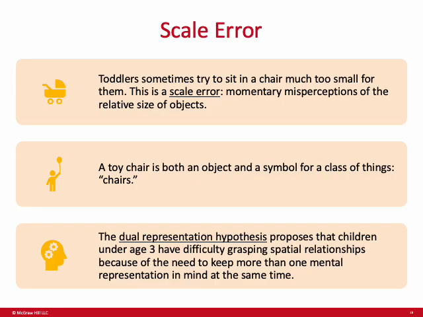Toddlers sometimes try to sit in a chair much too small for them, and this is an example of scale error, a momentary misperception of the relative size of objects. A toy chair is both an object and a symbol for a class of things, such as chairs. This dual representation hypothesis proposes that children under age 3 have difficulty grasping spatial relationships because of the need to keep more than one mental representation in mind at the same time.